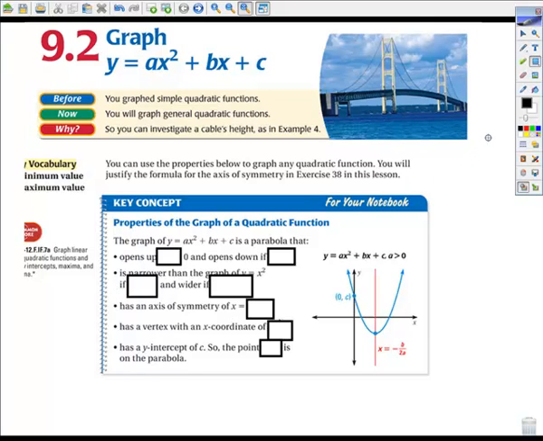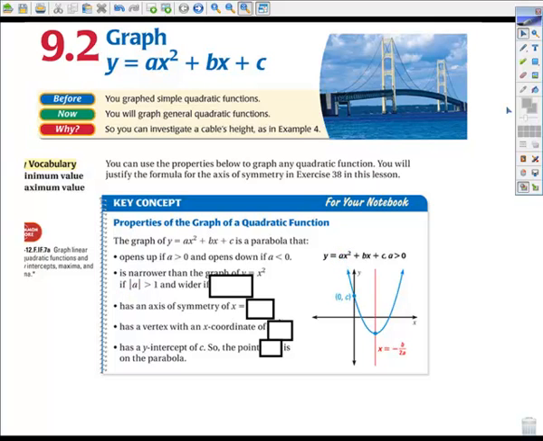The graph of y equals ax squared plus bx plus c is a parabola that opens up if a is greater than 0. So if this first coefficient is greater than 0, then it's going to open up. And it's going to open down if the a is less than 0. So if a is positive, the parabola will open up. If a is negative, then the parabola is going to open down. It's narrower than the graph of y equals x squared if the absolute value of a is greater than 1. So if this is a negative 5, it's still going to be narrower.